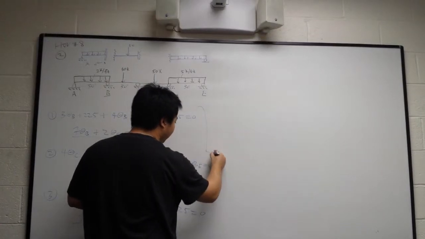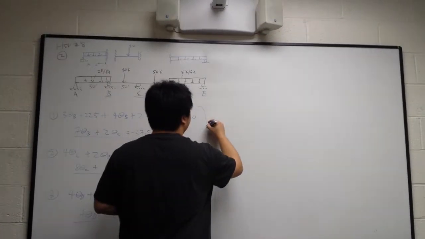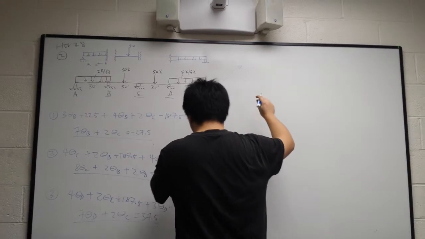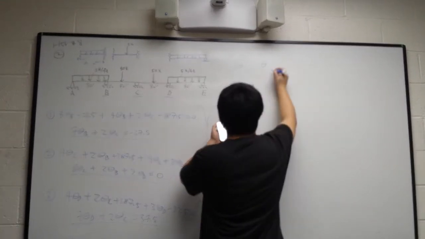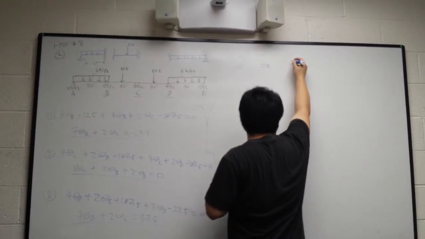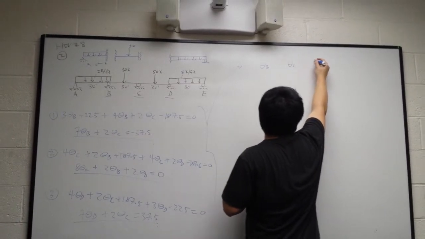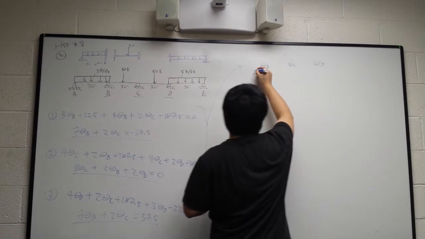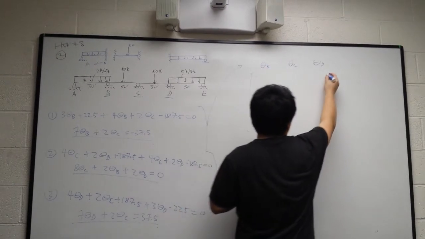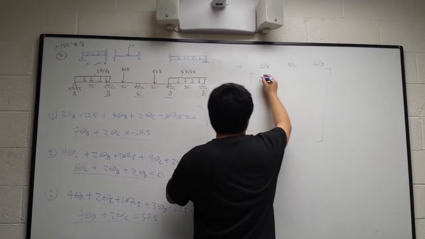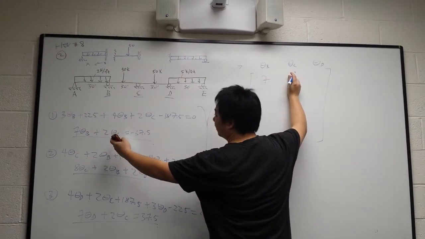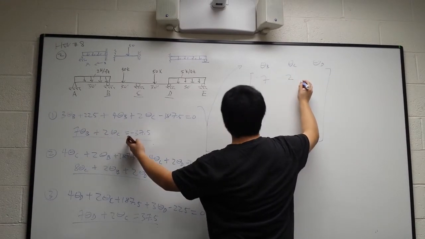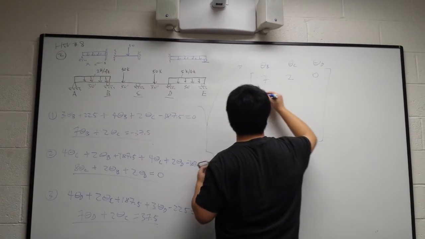So from this one, you can make a matrix: data B, data C, data D. So you're going to have 7, 2, no data, so 0.